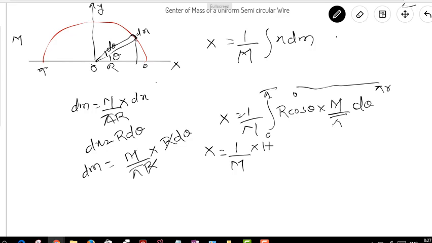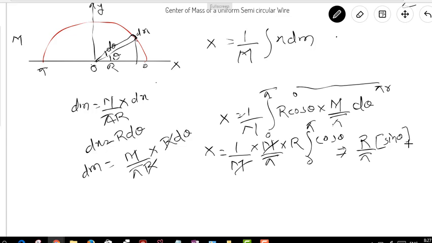So x center of mass will become 1 by m. Take the constants outside, m by pi, and r will also come outside. Then we are left with cos theta from 0 to pi. This m and this m will get cancelled, so the value of x will be r by pi, and the integration of cos theta is sin theta, from 0 to pi. You know that sin pi is 0 and sin 0 is also 0, so this will become 0.